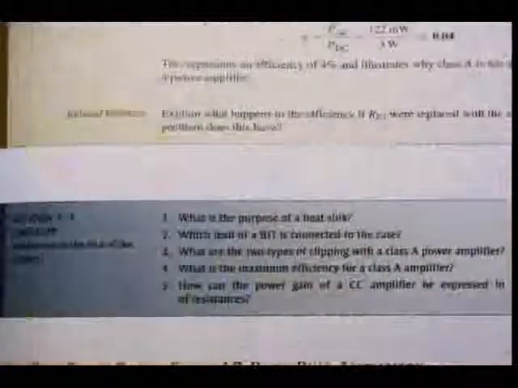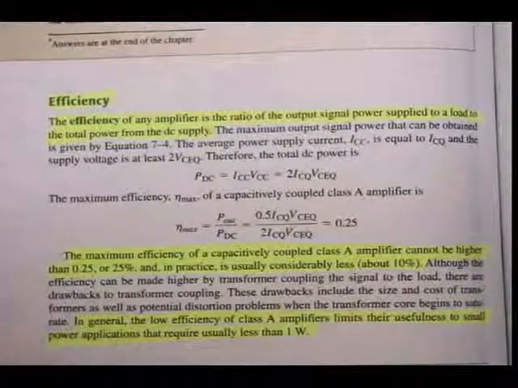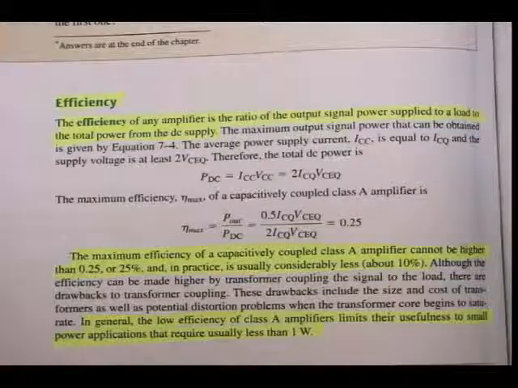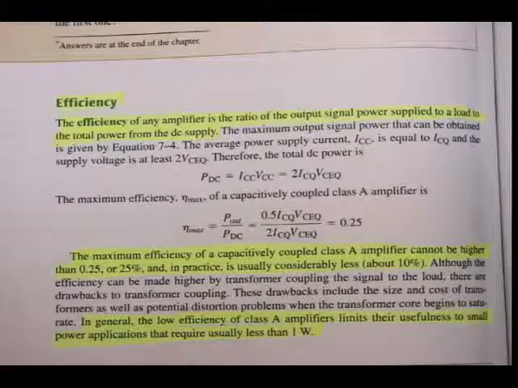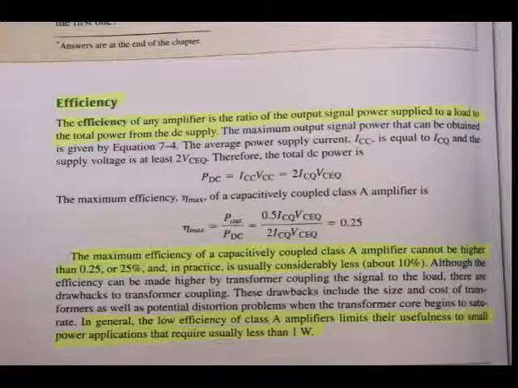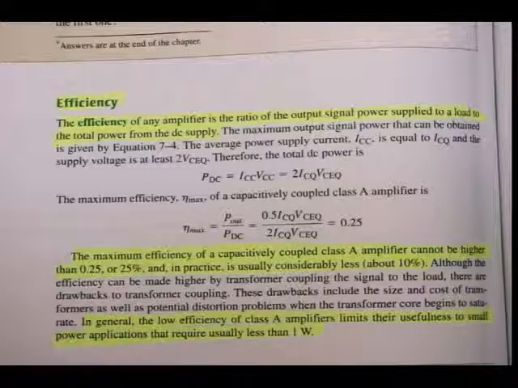And then the other thing I still want you to mark is on page 328, the efficiency. The efficiency of an amplifier is the ratio of the output signal power supplied to a load to the total power from the DC supply. And just below those formulas, the maximum efficiency of a capacitively coupled class A amplifier cannot be higher than 0.25 or 25%. In practice, it's usually considered less, about 10%. But if you are asked what is the efficiency of a class A amplifier, say that it is maximum 25%.